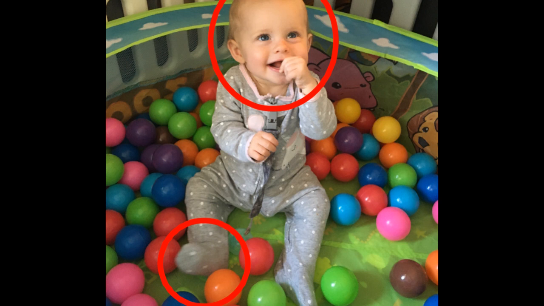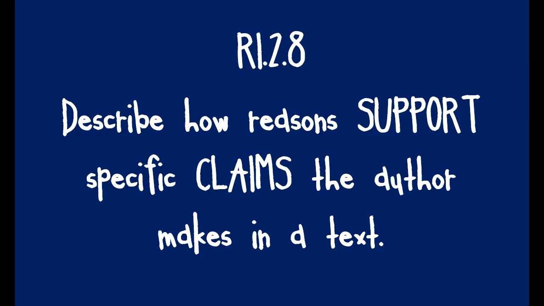So my 2 supports for my claim, my 2 reasons that support it, are she's smiling and she's kicking her legs. And that's why my claim that she loves her ball pit, is happy in her ball pit, that's how I support my claim. So going back to our standard, how we're going to describe how reasons support specific claims the author makes in a text, we need to go to a text. I kind of gave you a little example with my little picture, but now we need to actually do it in a text because that's what you're going to be doing for Miss Acton, okay?